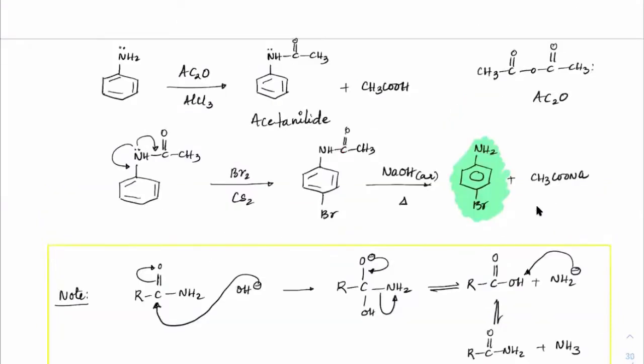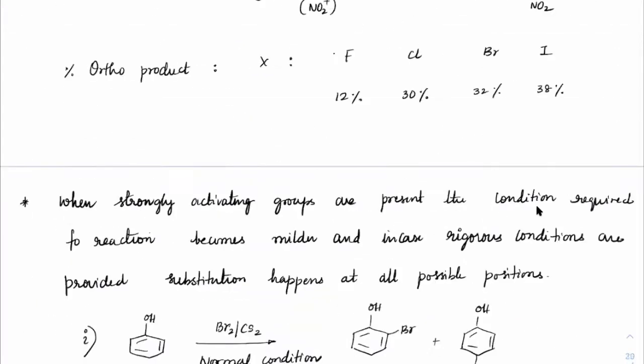Okay. Even if you use rigorous condition, this is not a strongly activating group, right, beta? That condition is only valid when you have a strongly activating group. No, beta, because this is not a strongly activating group, right? See the condition that I have written. Only for strongly activating group, okay? That logic works only for strongly activating group.